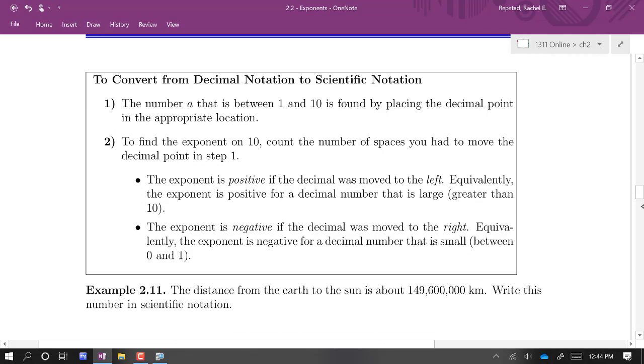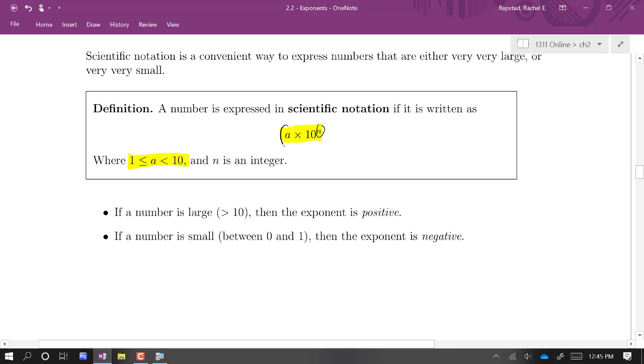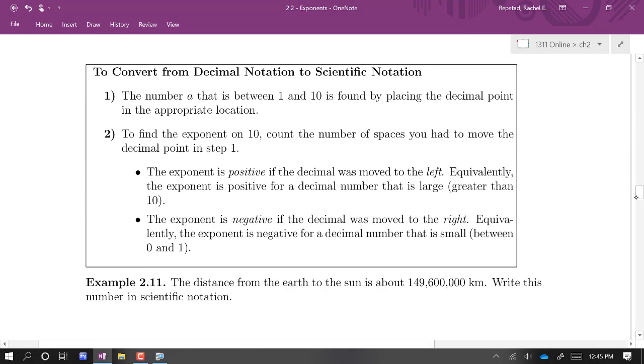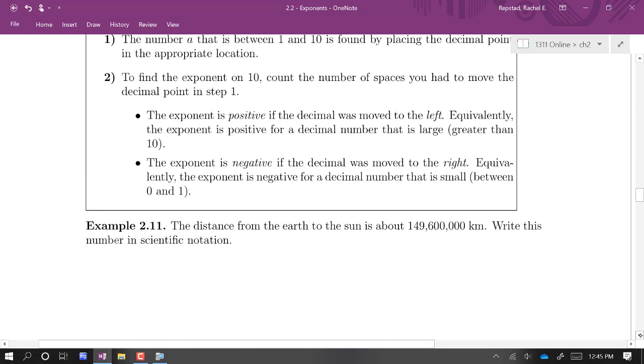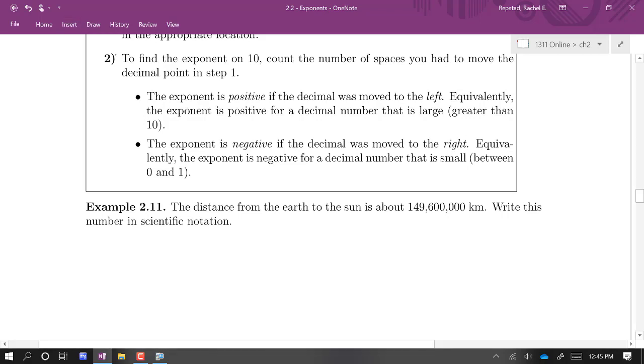So if I want to convert from decimal notation to scientific notation, the first thing we do is figure out what is that number a that we need to use. Like, what is this value right here? And then we'll figure out what is my exponent on 10. And it's really kind of a simple process. Like, I look at a number, and actually maybe we'll just start by looking at this example here.